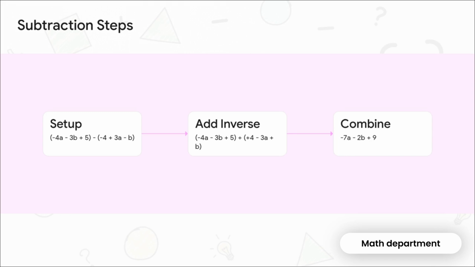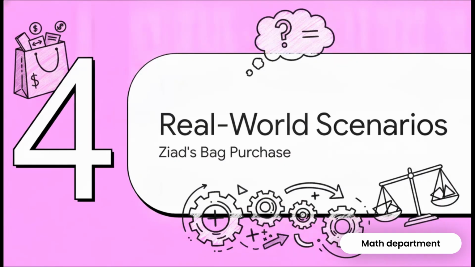We group our a's, our b's, and our constants, combining them smoothly to get a final answer of -7a minus 2b plus 9.